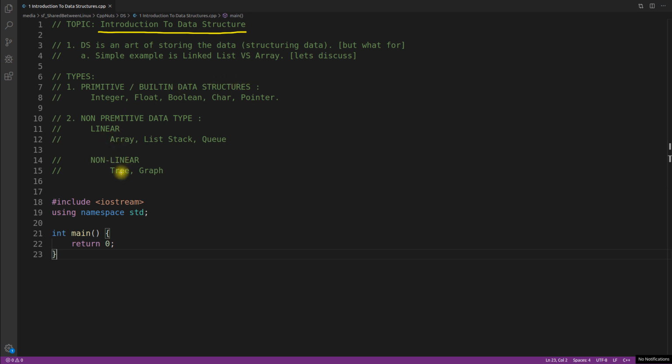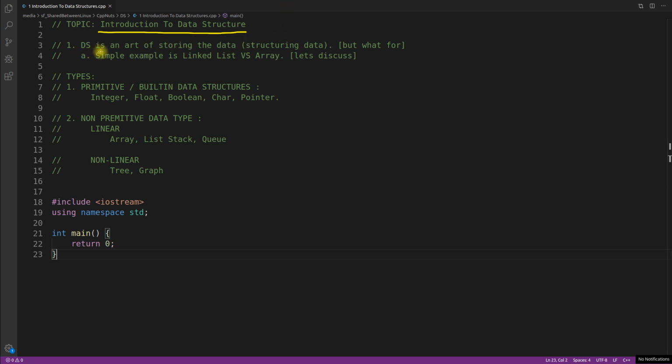Don't think that these two things are the data structure. Generally, if you talk to people and say data structure, the only things that pop up in their mind are tree, graph, stack, queue, all those things. No, actually, little smaller data structures are also available, like array and list and all these: integer, float, boolean, character, pointer. Or let's suppose someone asks you what is data structure, then what should you answer?